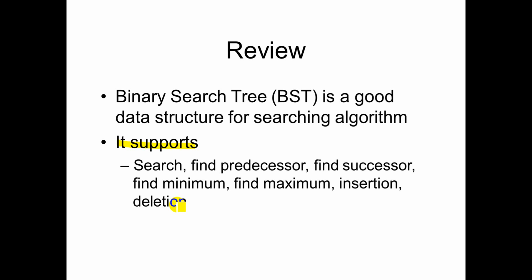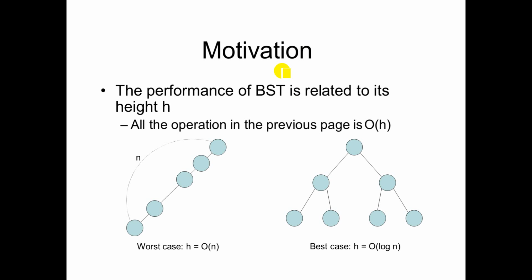Now let us focus on the balanced binary search tree, the red-black tree. That is our context. First, it is about the motivation of using the red-black tree. So let us look at the motivation of using red-black tree.